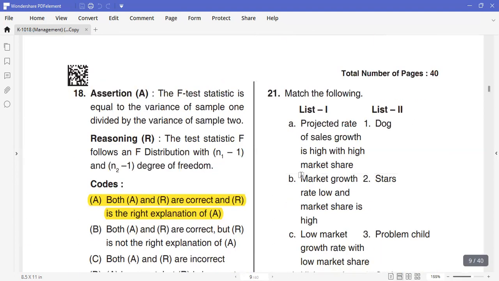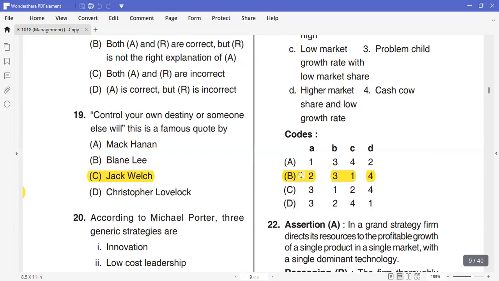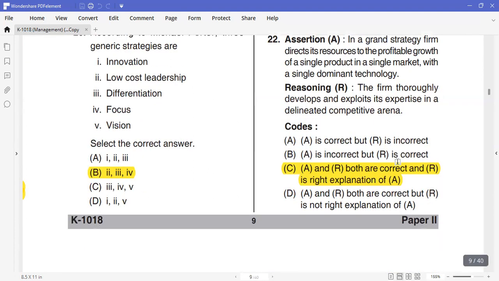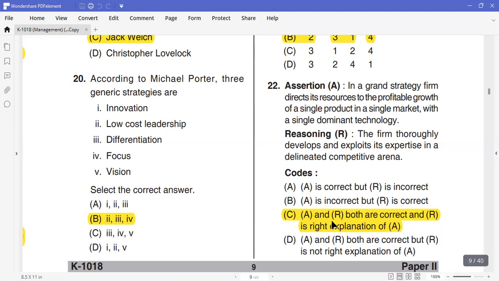Now let us go to the 21st question. I'm sorry, I think I already repeated this one. So let us go to the 22nd question. So 22nd question is assertion and reasoning. In a grand strategy, firm directs its resources to the profitable growth of a single product in a single market with a single dominant strategy or a technology. The reasoning is the firm thoroughly develops and exploits its expertise in a delineated competitive arena. So what is the correct option for this one? It is C. Both A and R, that is assertion and reasoning, are correct.